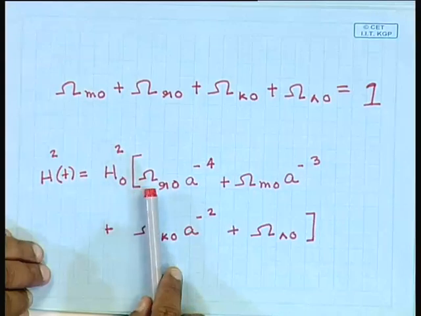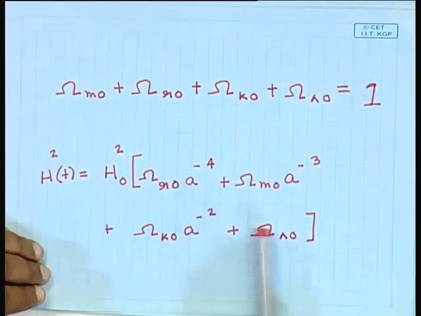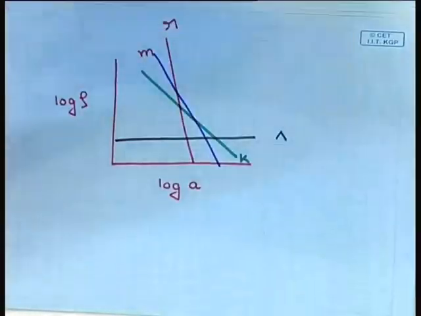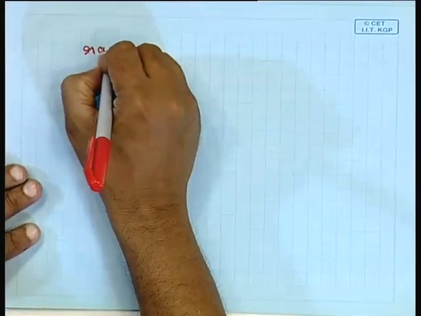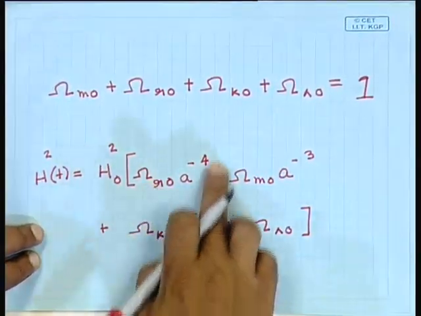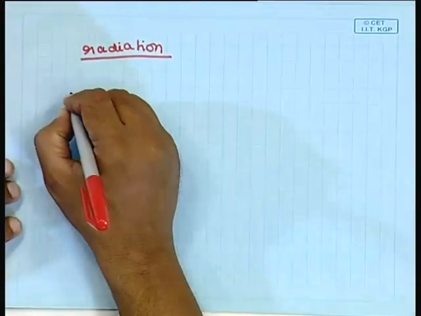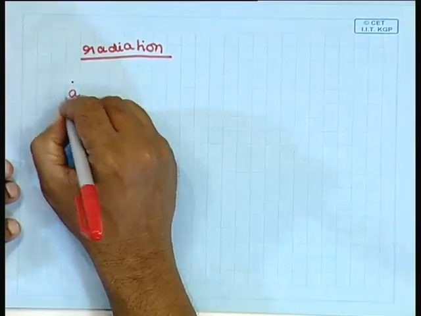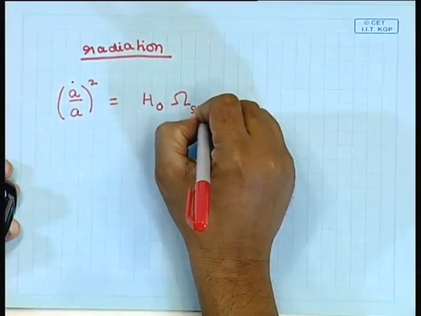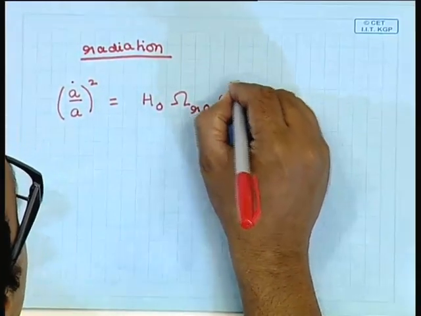So, let me work out now the solution taking only one term into consideration at a time. Suppose the universe is dominated by this term, what is the expansion going to look like? So, this is the radiation dominated universe. We are going to neglect the effect of all the other terms on the dynamics and consider only the radiation term. So, what we have, the left hand side is (A dot by A) squared is equal to H naught squared omega radiation naught into A to the power minus 4.